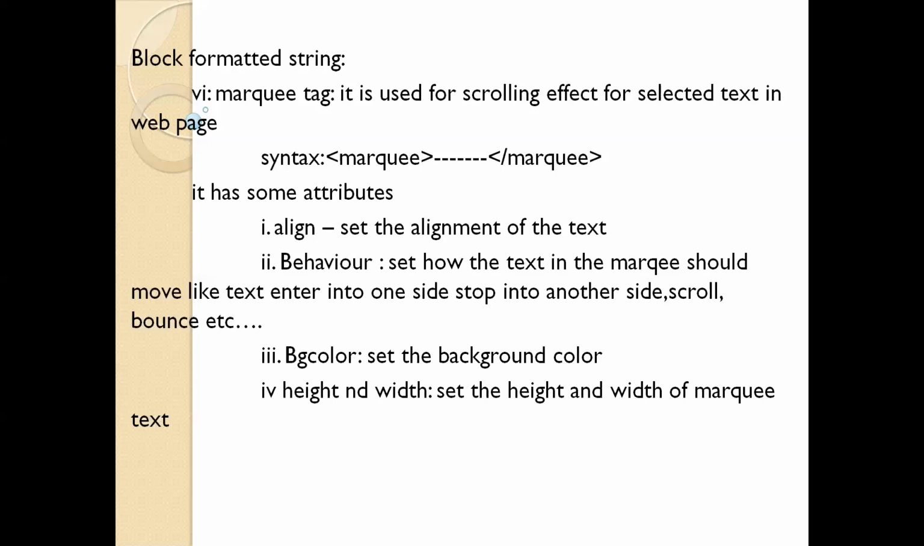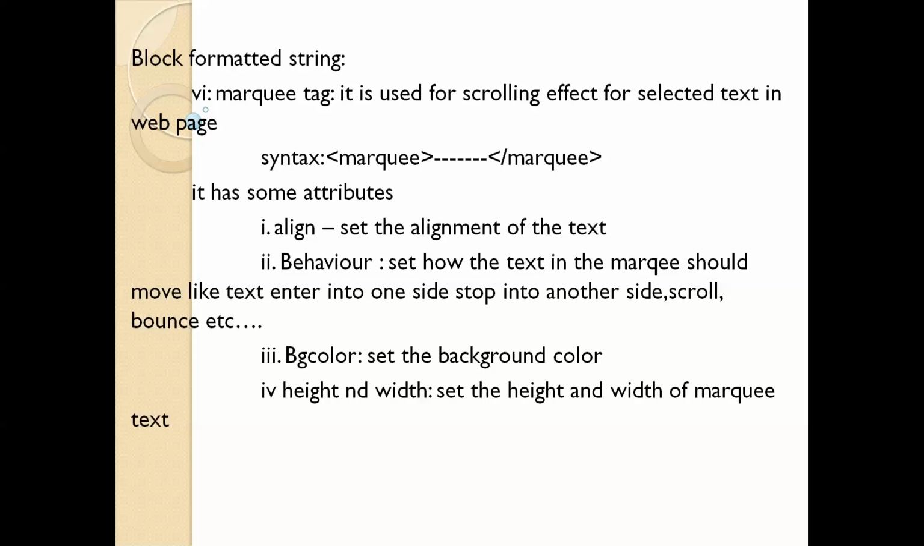See, the marquee tag is used to display text as scrolling. That scrolling behavior can also be changed by using an attribute called behavior. The alignment of that text can be changed by using an attribute called align, the background color can be changed by using bgcolor, and the height and width of that text can be changed by using the attributes height and width. We already know attributes have two things: the name of the attribute and the value of the attribute. We have already seen that in the previous slides.